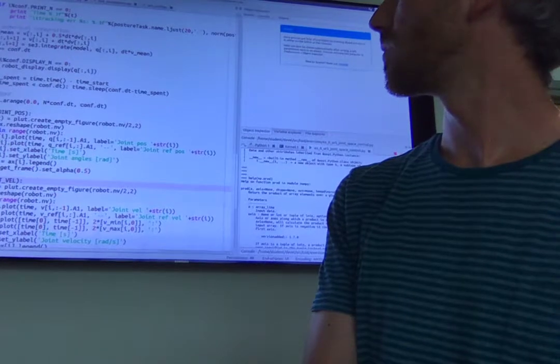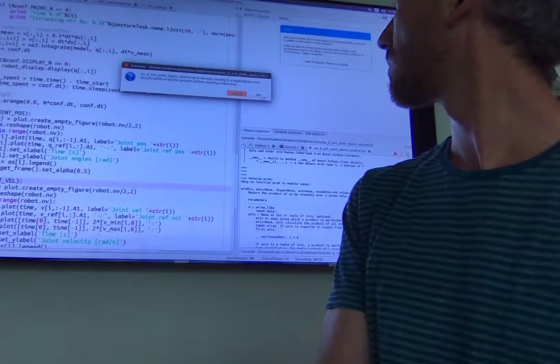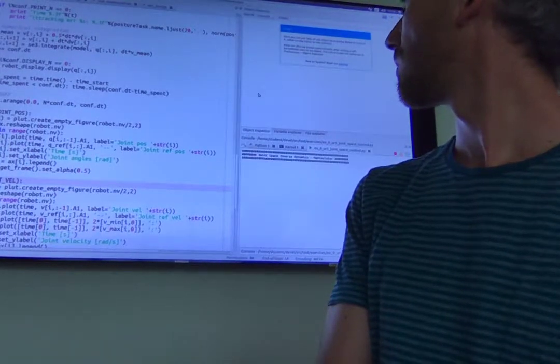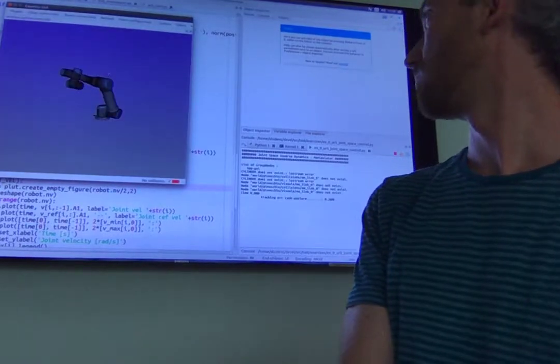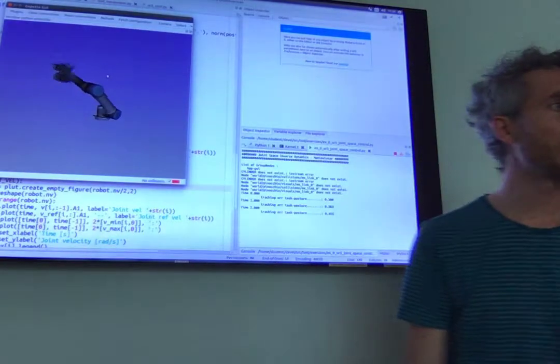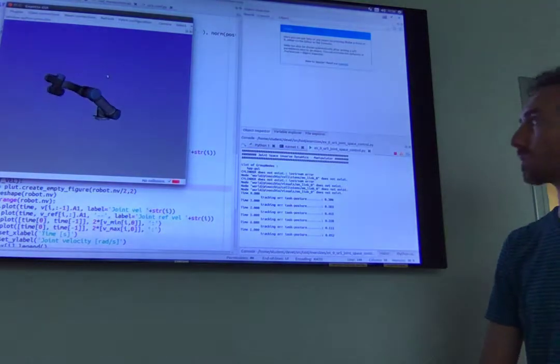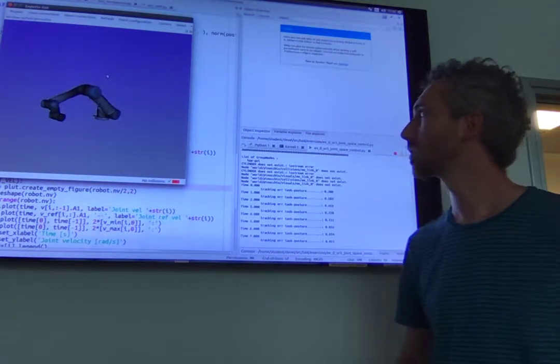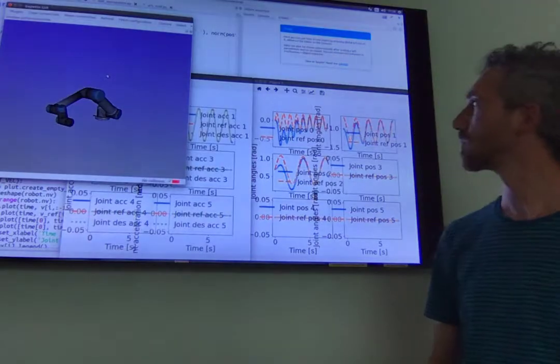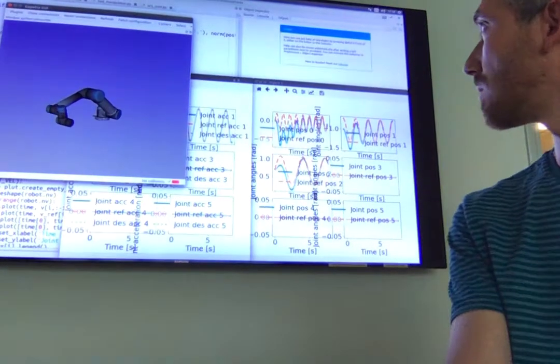So if you run the script as it is, you're gonna see, well, the viewer, if you're one of the lucky ones. And at the end, you're gonna see the three plots. Let's take a look at them.